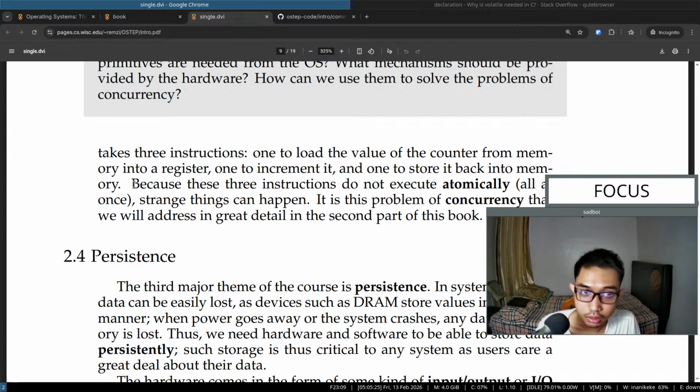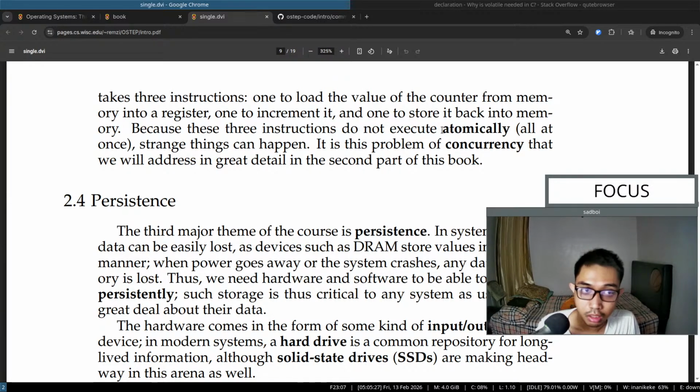Because these 3 instructions do not execute atomically, all at once, it is not an atomic operation. Something like that. Strange things can happen. It is this problem of concurrency that we will address in greater detail in the second part of this book.